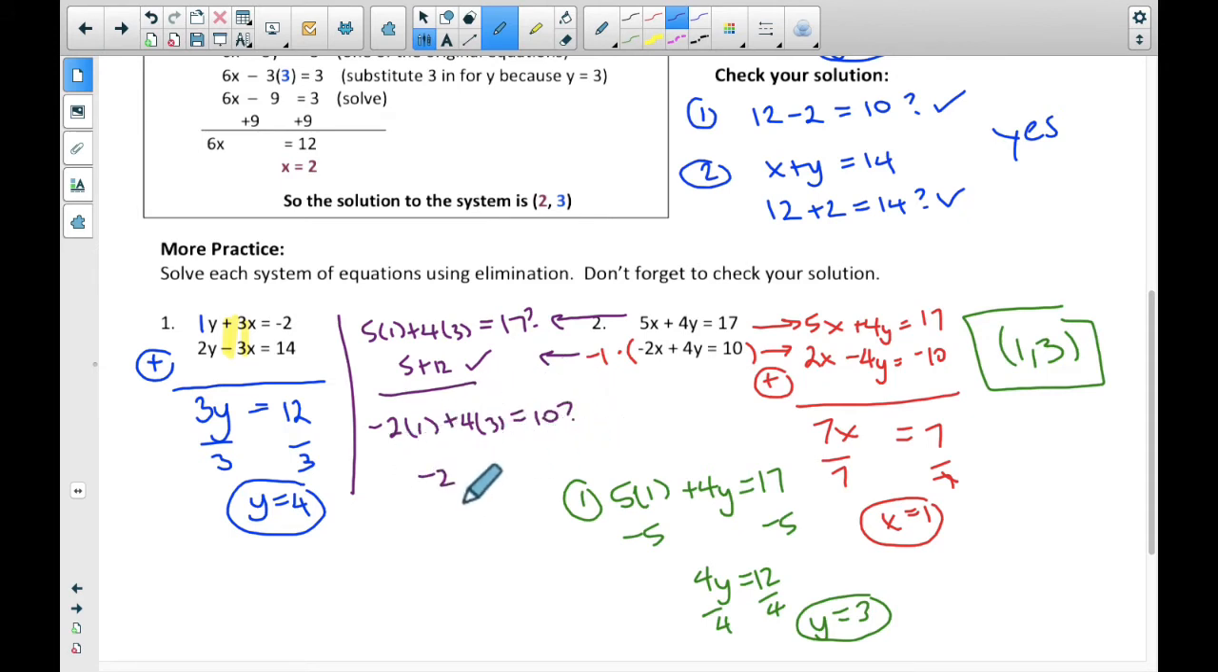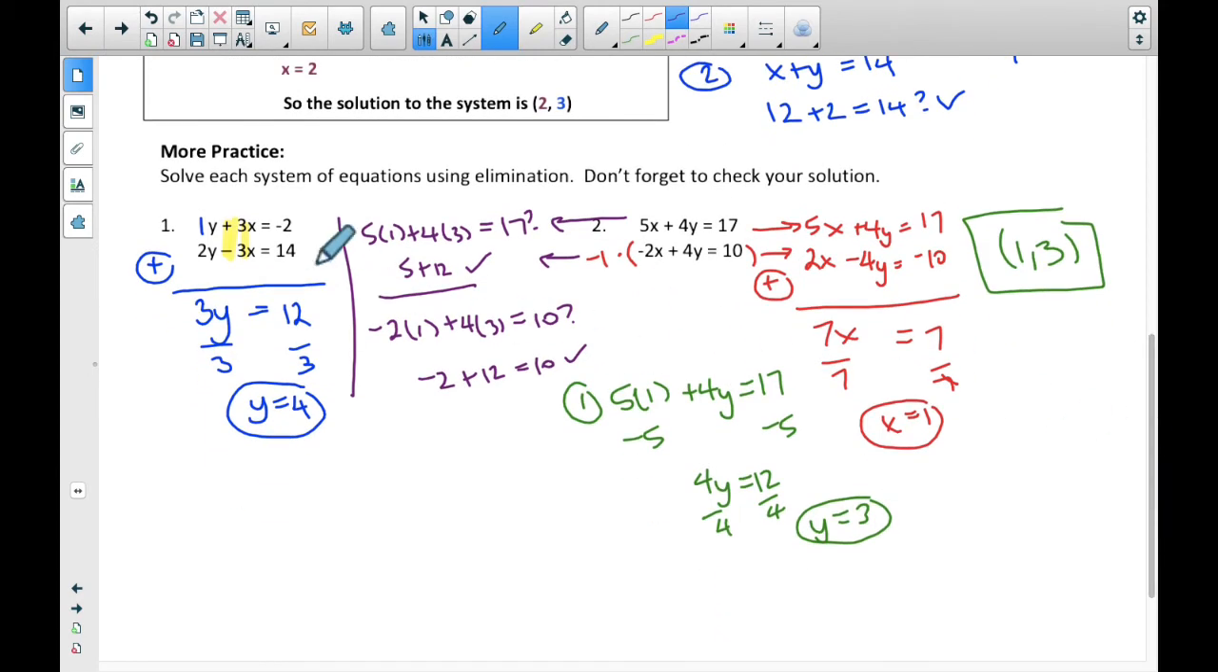Well, that's a negative 2 plus 12. Yes, that does equal 10. So my answer does check out. Let's turn the page.